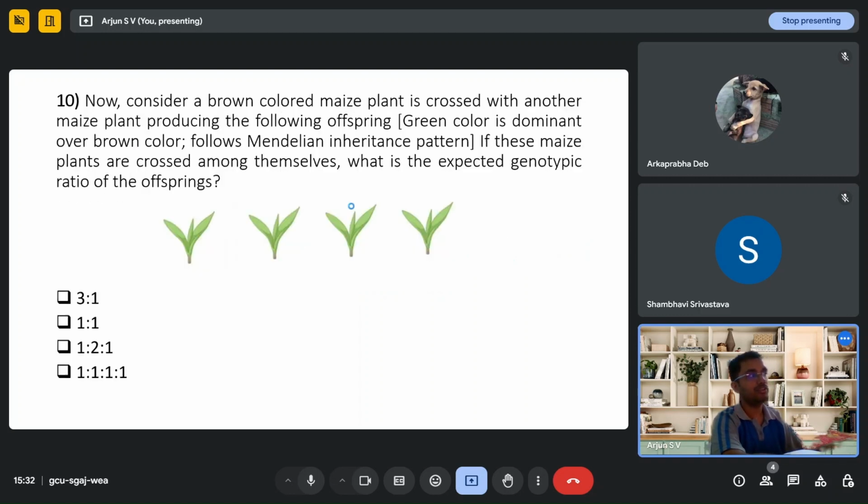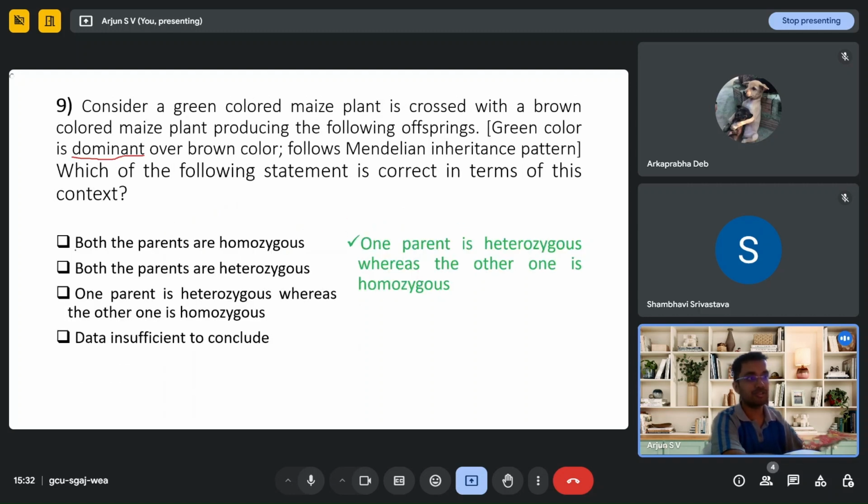But do you get the idea, right? According to Mendelian inheritance, if we have this kind of offspring, where all of them are green, then this option will be correct. Both the parents are homozygous. In another case where we have equal amounts of green and brown color maize plants, then this case will be correct, where one parent is heterozygous and the other one is homozygous. In that case, it will be an example of a test cross.